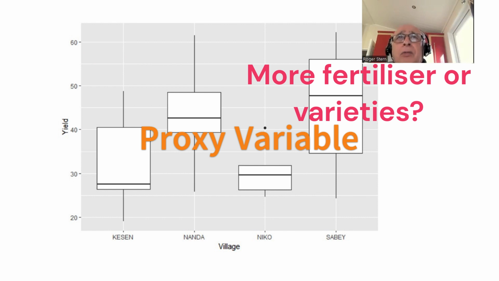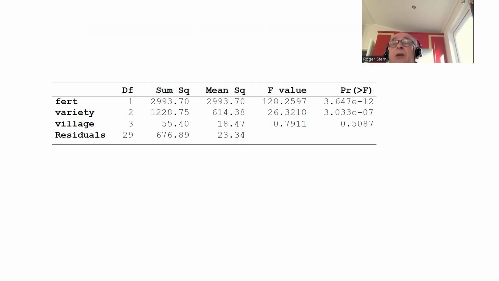Now let's consider those things we did measure in the survey. Is it possible that the village effect is because in some villages the farmers used more fertilizer or different varieties? This is actually quite easy to study. We know that there's a variety effect and we know there's a fertilizer effect. So let's do an analysis and see, is there an effect of village after we've subtracted the variety and the fertilizer effect? In the analysis of variance, there's absolutely no evidence of a village effect after we've taken out the variety and the fertilizer effect. So the variety and fertilizer effects have explained the village differences.